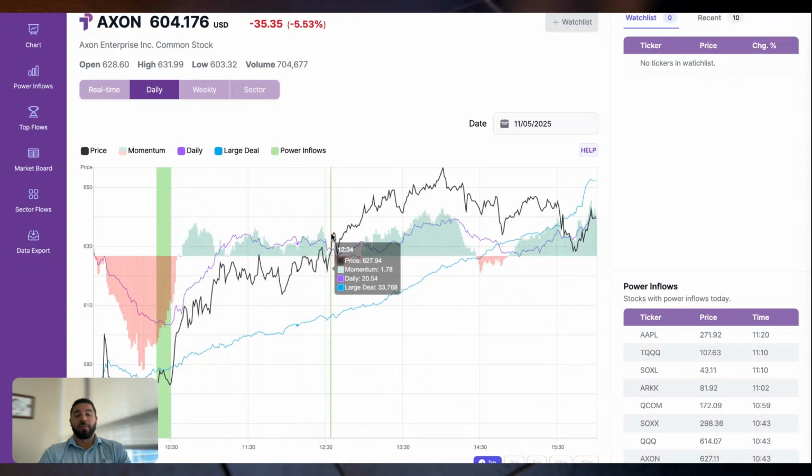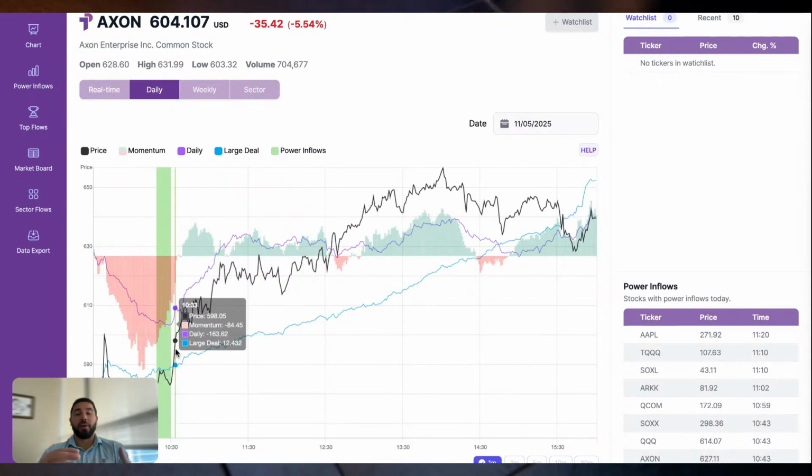And you can see that green momentum really lasted throughout the rest of the day. And then look at that light blue line, the large deal flow data we talked about. You can see it was a real steady increase throughout the rest of the day. It was really consistently increasing to the buy side on the large deal side. And lo and behold, you can see what happened with the price.